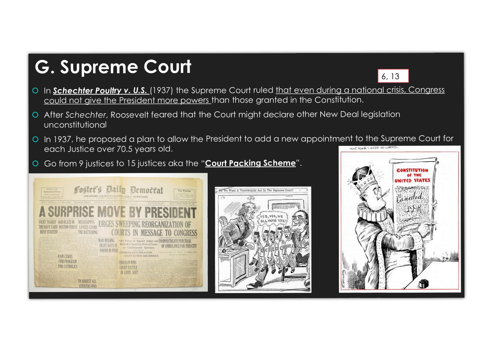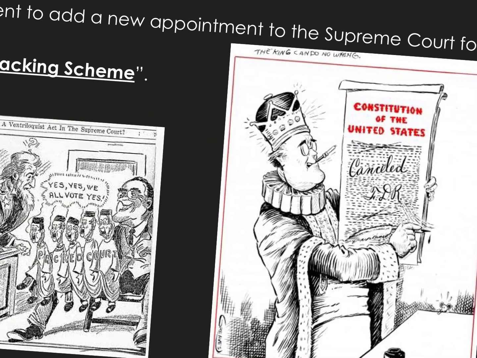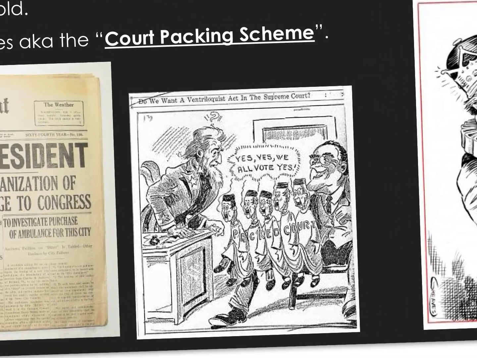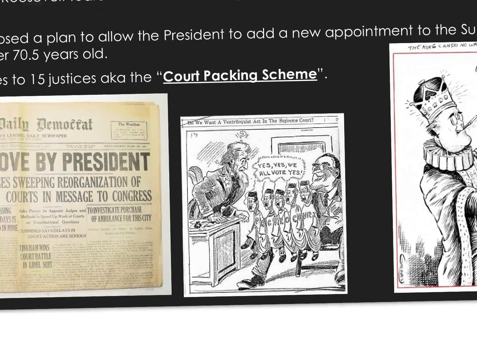You also see cartoons of him dressed like a king. And in this case, he's tearing up the Constitution of the United States, that's FDR. You can see in this case, he wants the Supreme Court to all agree with him, saying yes, yes, yes. And Uncle Sam's like, what? You can't just control the Supreme Court like dummies.